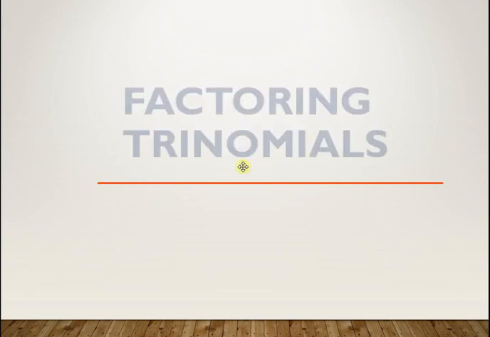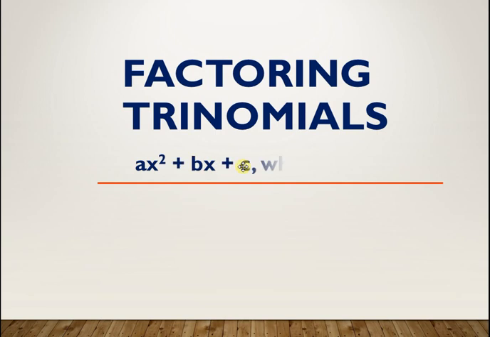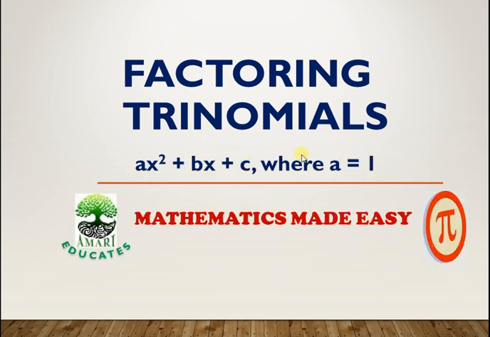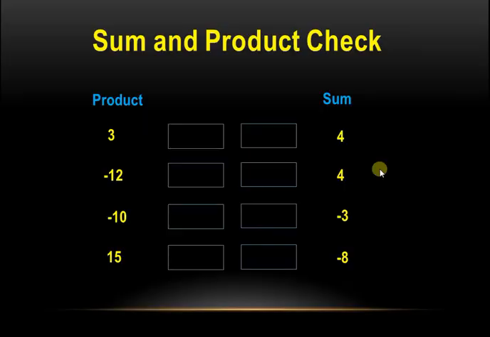In this video, we're going to study factoring trinomials with leading coefficient of 1. But before that, let's have a quick review about sum and product check. What do we mean by that? The technique is simple. What are the factors of 3 that when you add them, the result is 4? So think of two numbers that when you add them, the answer is 4.